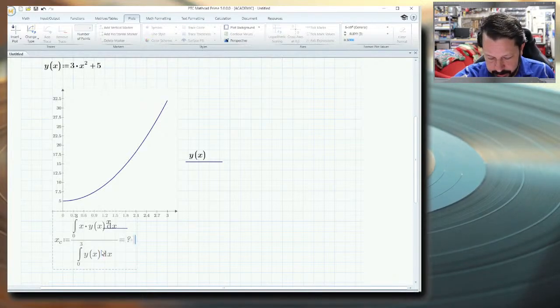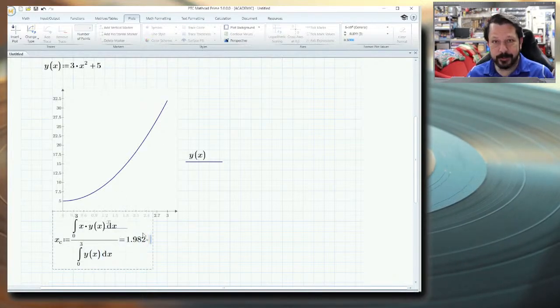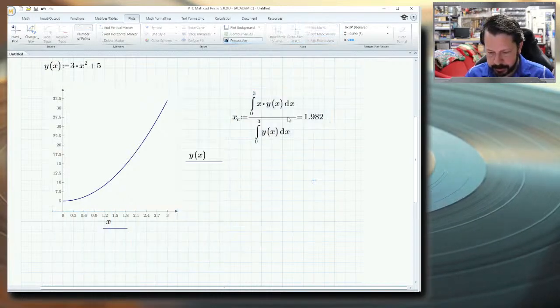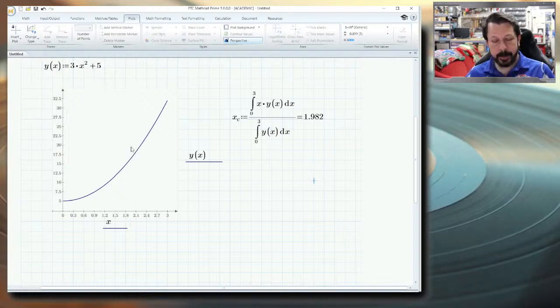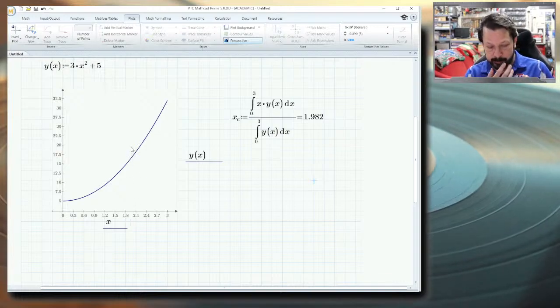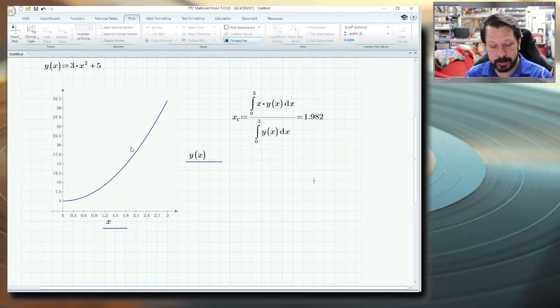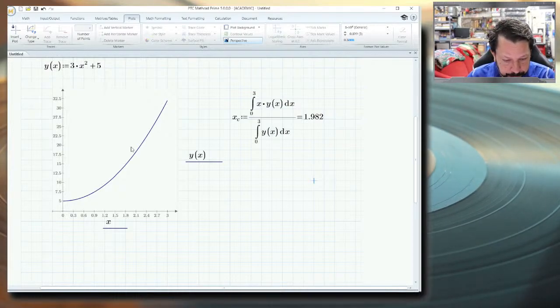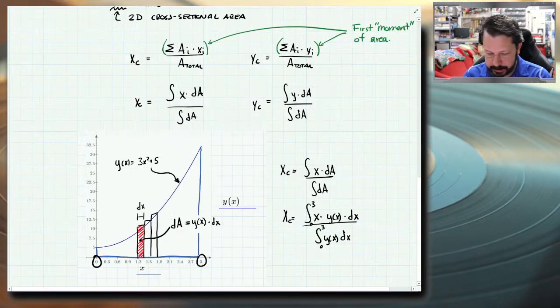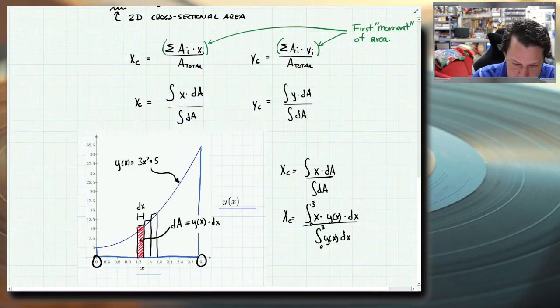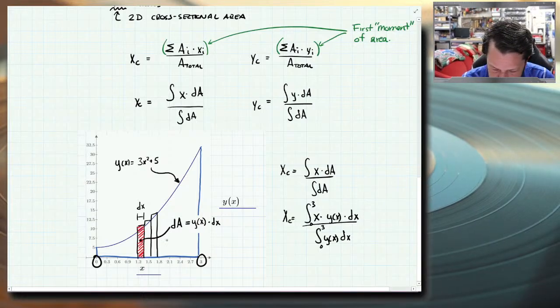Let's assume these units are inches. I don't really know, I didn't build units into it. So it says x sub c is 1.982. So if we went to somewhere right in here, that would be where we would find the location for the x coordinate of the centroid of this shape. So going back to this one, it puts the centroid somewhere on, it said almost 2, so somewhere on this line.